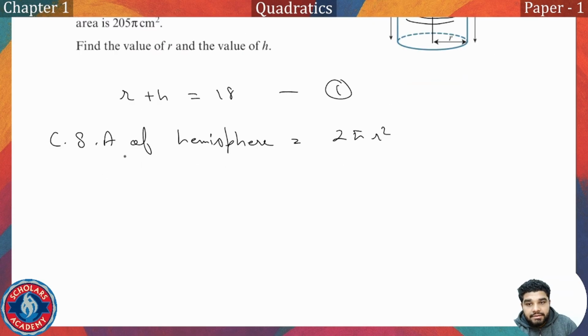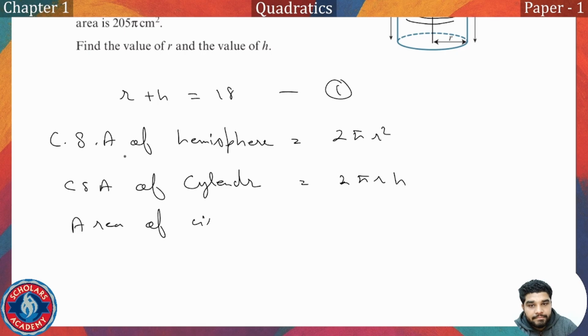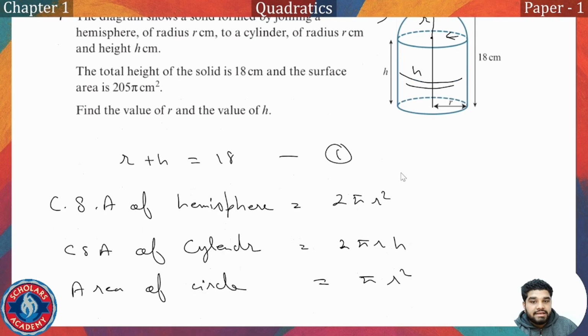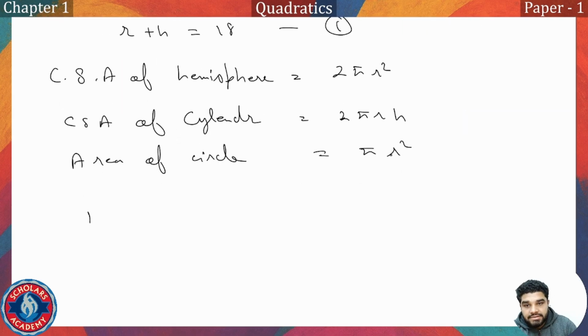So this is the curved surface area of hemisphere. Curved surface area of cylinder is equal to 2 pi r times h, and area of circle, this bottom one, is equal to pi r square. So if we add all these, we get the total surface area. So total surface area is equal to 2 pi r square plus pi r square plus 2 pi r h.